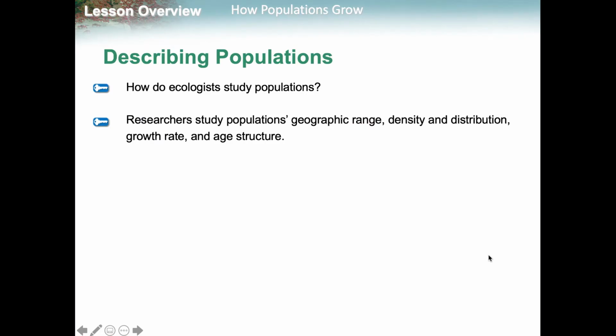Hi, this is topic 3, and we're going to be talking about populations. So, how do ecologists study populations? Researchers are going to be using different things to study population. They're going to be using geographic range, which has to do with location, density, which means how many individuals are in a given area or how few there are, distribution, whether they're spread out or all together, growth rate, which is how many births versus deaths, and then age structure.